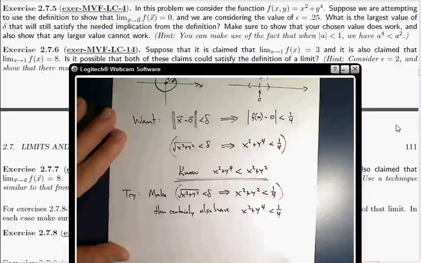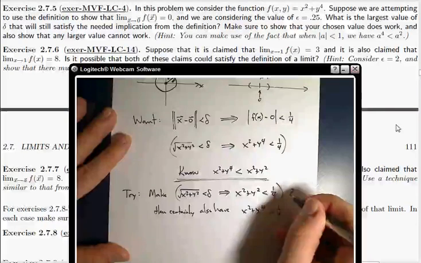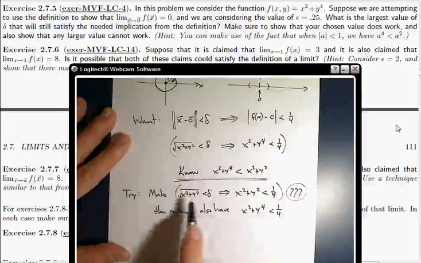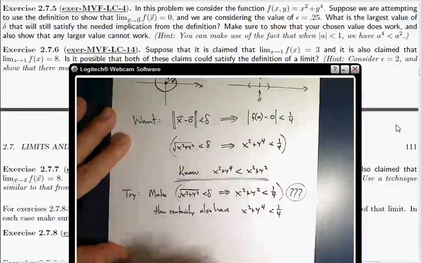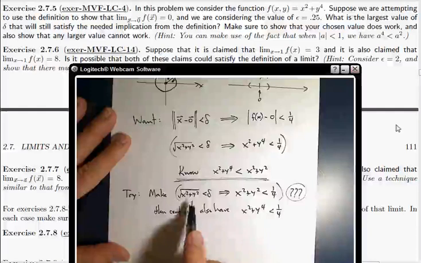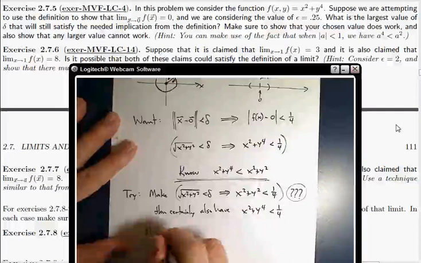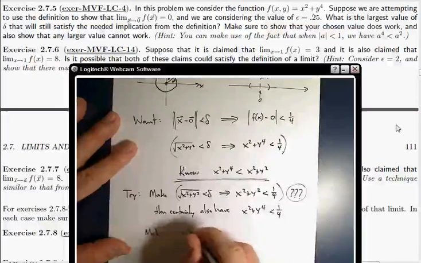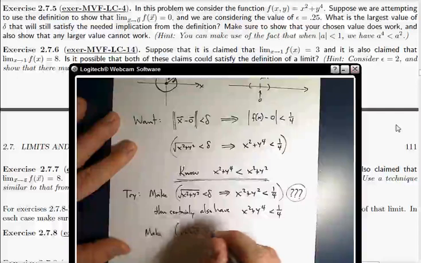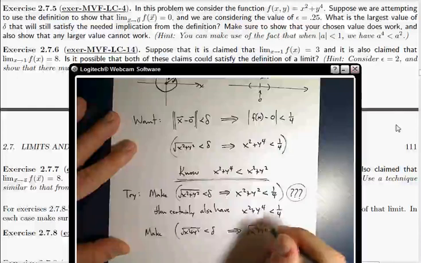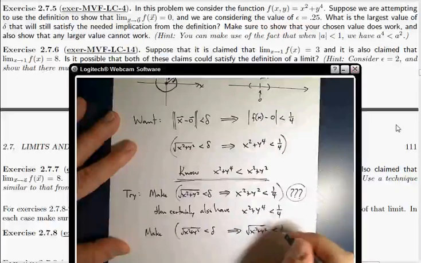Okay. All right. Now, how can I accomplish that? Well, the algebra is looking really good at this point. I could take the square root of both sides of this, or I could square both sides of that, whichever you want to do. Maybe I'll take the square root of both sides of this thing here. We're going to try to make square root of x squared plus y squared less than delta imply that the square root of x squared plus y squared is less than square root of a fourth, which is a half.